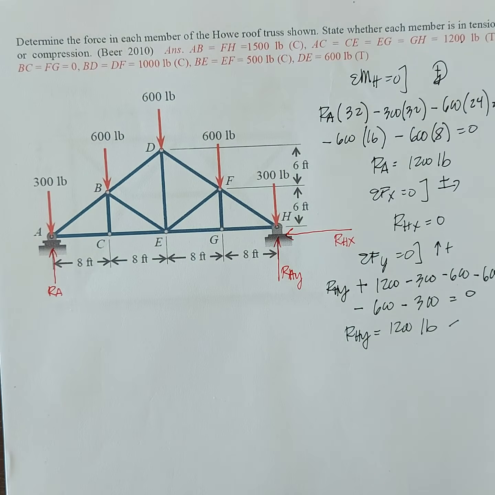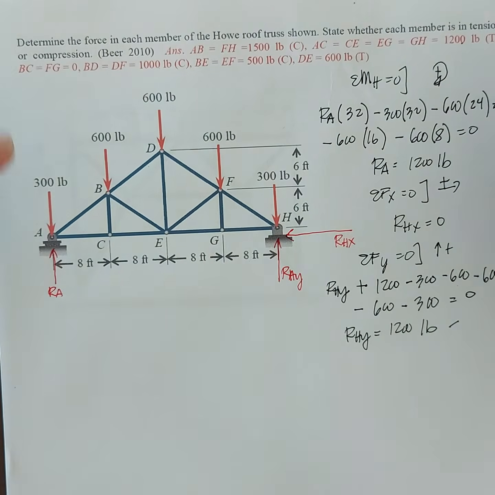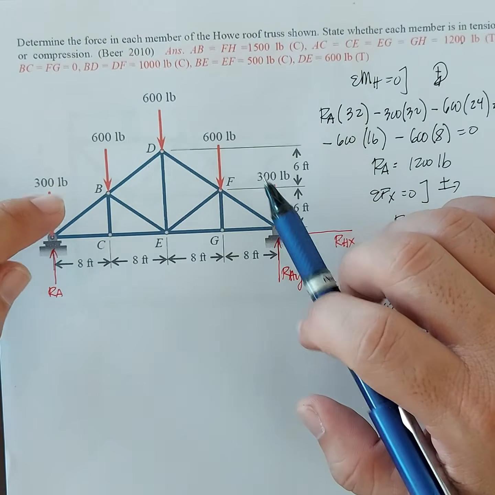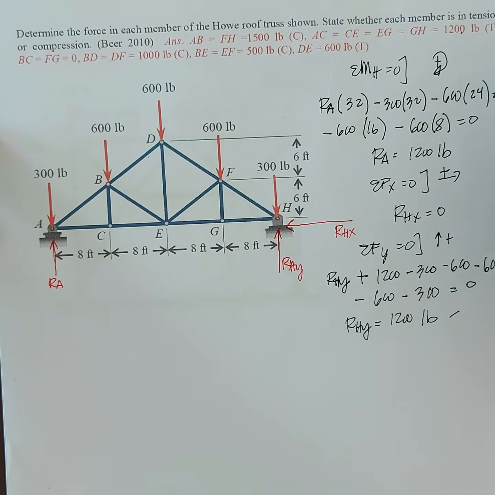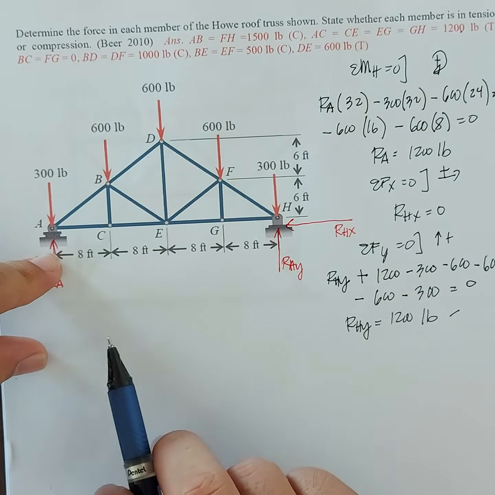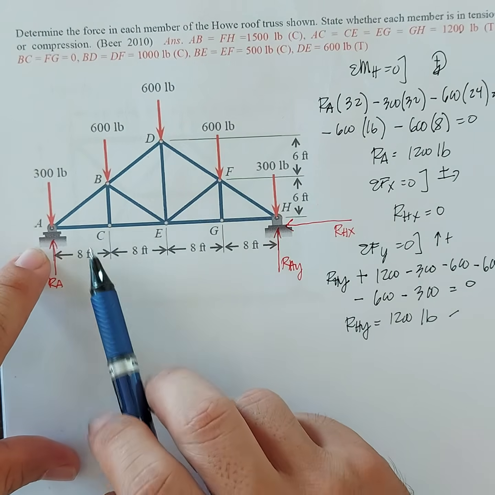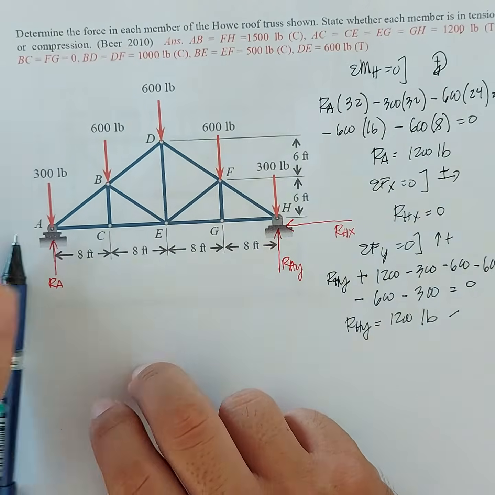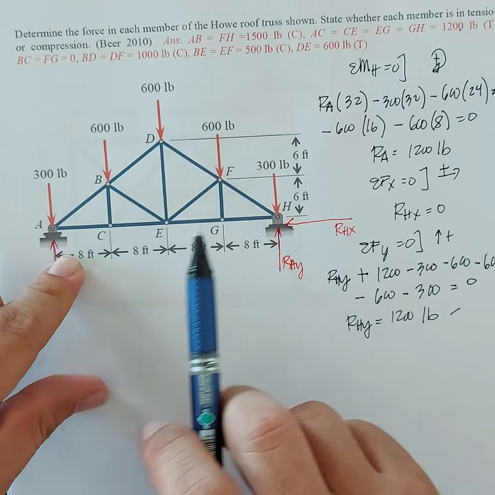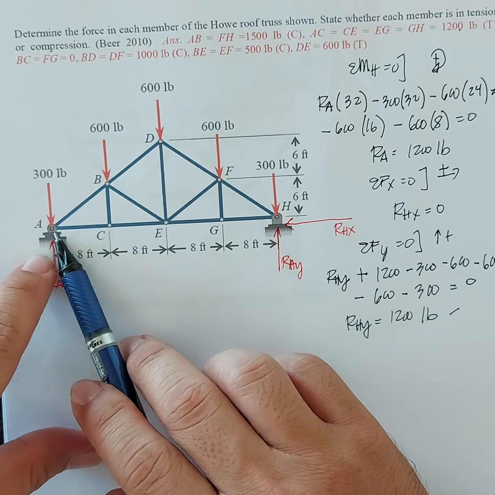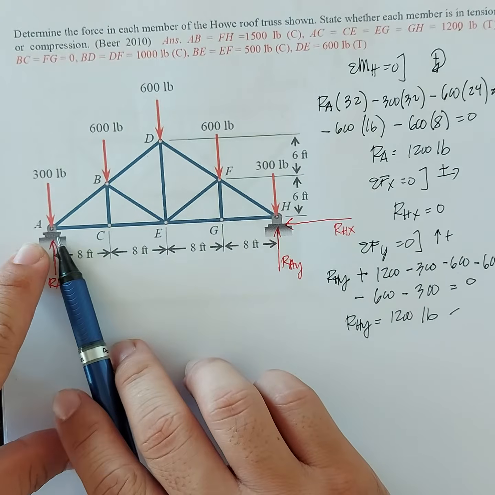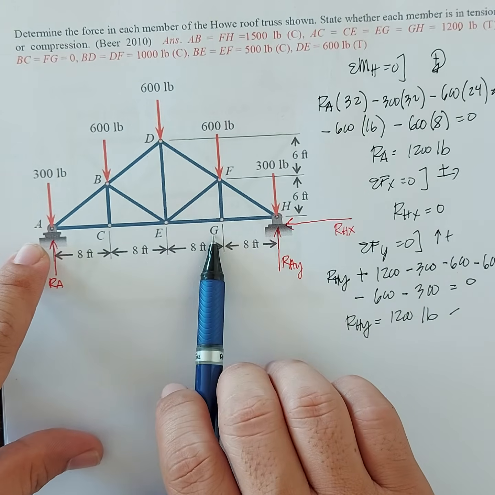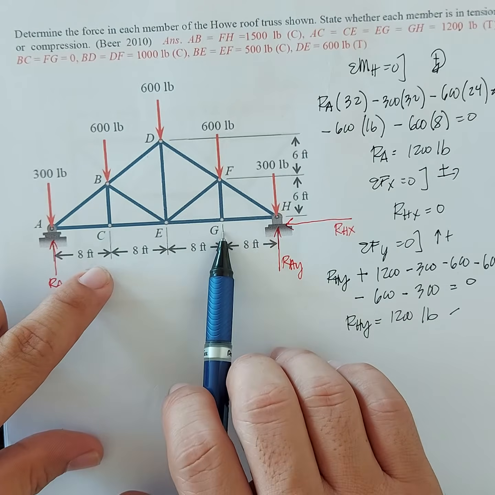With respect to the center line, the truss is symmetrical in terms of geometry or configuration and also in terms of loading. So this is 300, 600. It is symmetrical relative to the center line of the truss, which means that when it is symmetrical, the bar force on the left side is also equal to the right side. For example, the bar force at AB is also equal to FH. Bar force AC is also equal to GH. Bar force CE is also equal to GE.